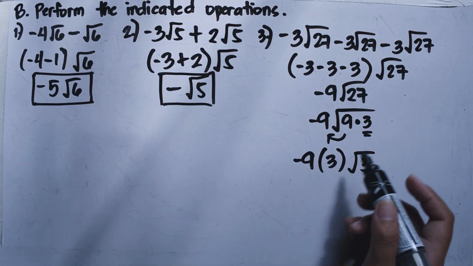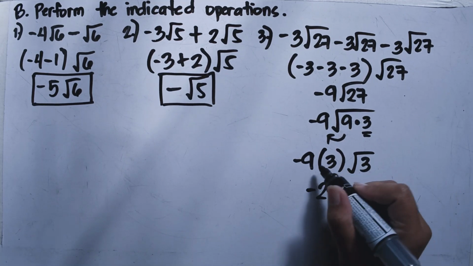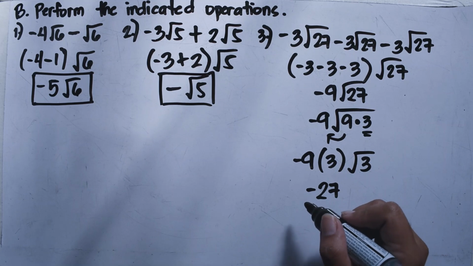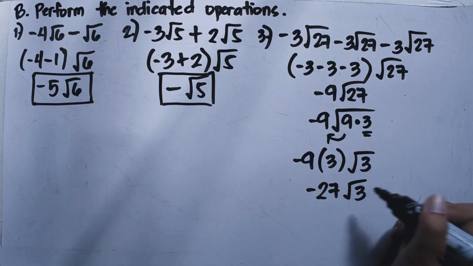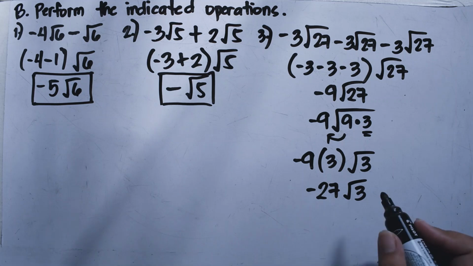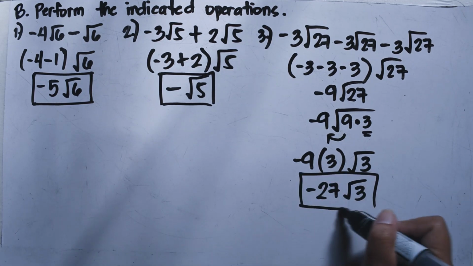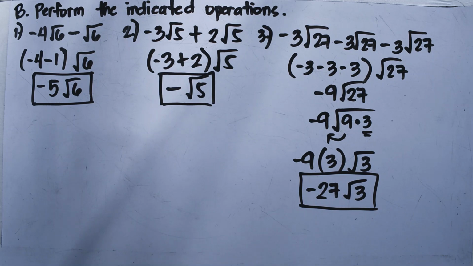So, we have negative 9 times 3, negative 27. Kasi diba sa multiplication, basta different yung sign, always negative. And then, copy, square root of 3. So, now, eto na po kaya yung ating final answer. Ayan, so eto na po. Since yung square root of 3 ay hindi na ma-simplify, final answer na dun sa ating number 3. So, yun. Madali lang, diba?